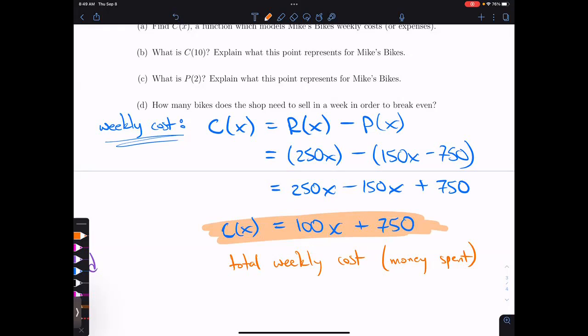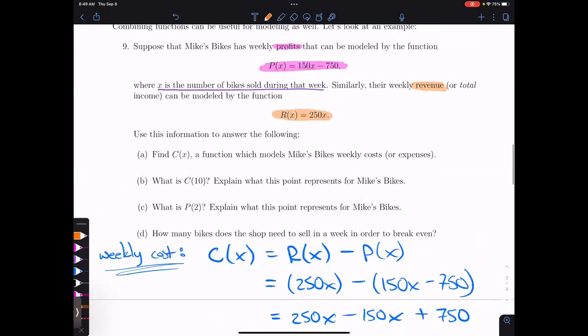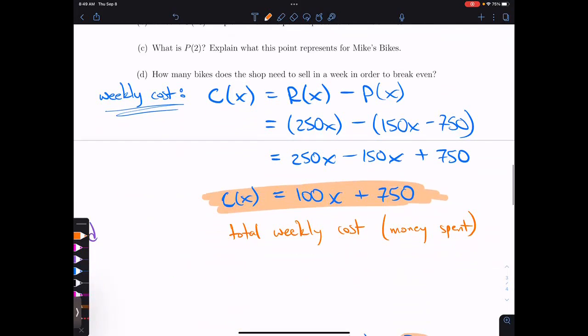Part B asks you to find C of 10. Plug in 10 here. What are you going to get when you plug in 10 here? It's not that number, but what's it going to tell you? The cost, your expenses, when you sell 10 bikes during the week, right?